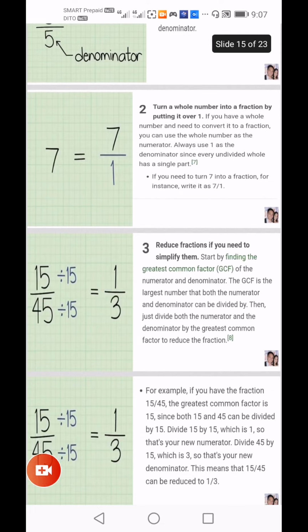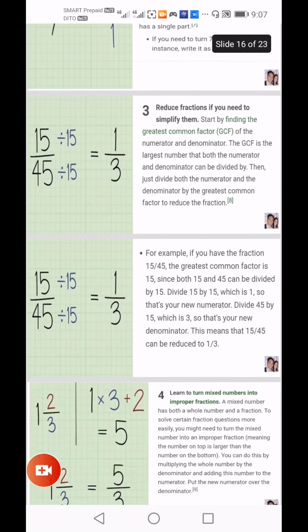Number 2, turn a whole number into a fraction by putting it over 1. If you have a whole number and need to convert it to a fraction, you can use the whole number as the numerator. Always use 1 as the denominator since every undivided whole has a single part. If you need to turn 7 into a fraction, for instance, write it as 7 over 1.